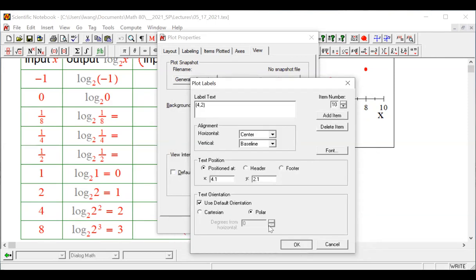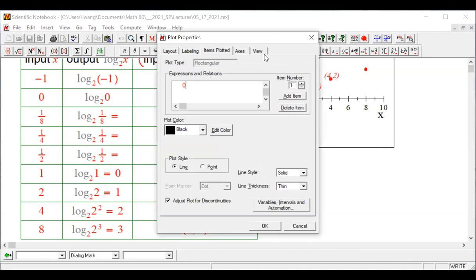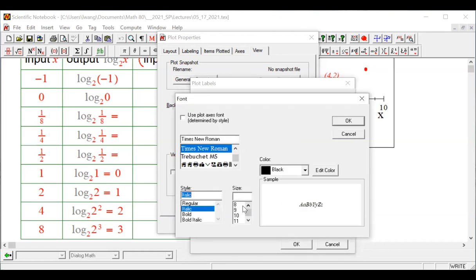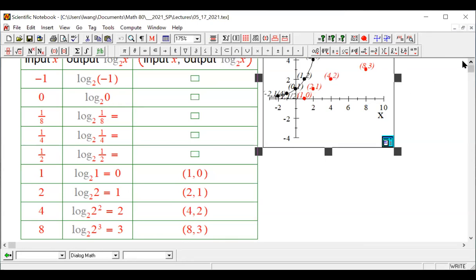You guys follow? Okay, 4, 2. 8, 3. 8 is the input, the output is 3. I'm going to use a red color. There. So all the 4 points are being marked.